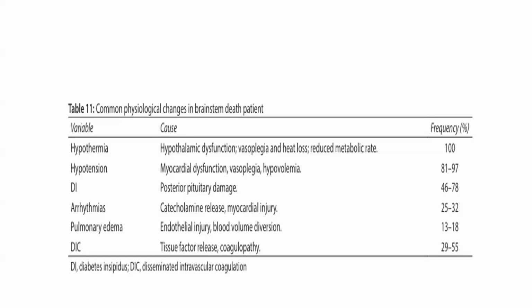Then there will be diabetes insipidus, which results from posterior pituitary damage. It occurs in 46 to 78% of patients. Then arrhythmia, which occurs because of catecholamine release, in 25 to 32% of patients. Then there will be pulmonary edema, which occurs because of endothelial injury and blood volume diversion. Then there will be DIC, which occurs because of tissue factor release and coagulopathy.